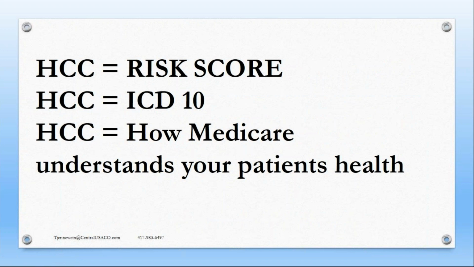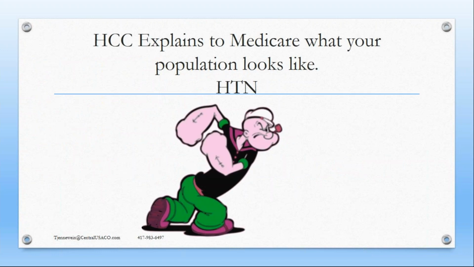All an HCC score is is a risk score. How does Medicare know what risk category your patients are in? From ICD-10 codes, from your diagnoses. A diagnosis code tells Medicare a picture of what your patients look like. A diagnosis helps Medicare understand what your patient looks like.